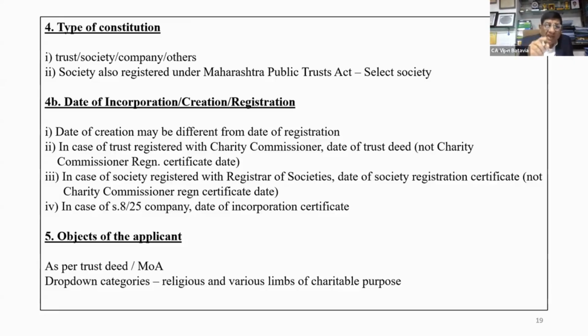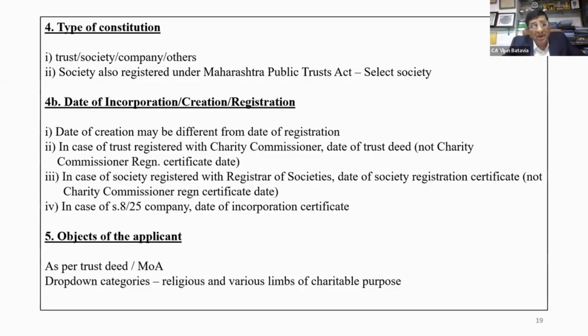In that case, you should select society, because generally an association goes for society. So: trust, society, or company, Section 8 company, earlier Section 25. The society is also registered in Maharashtra, so select the society. Date of incorporation is also being asked. Now, date of incorporation, there are so many questions there.